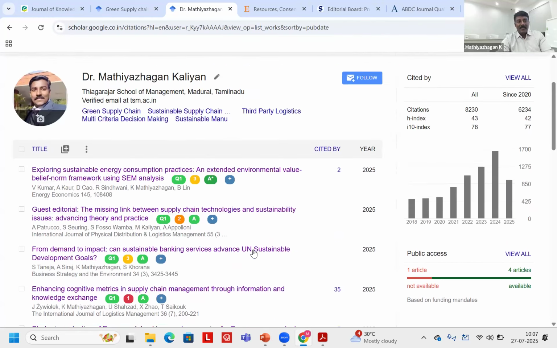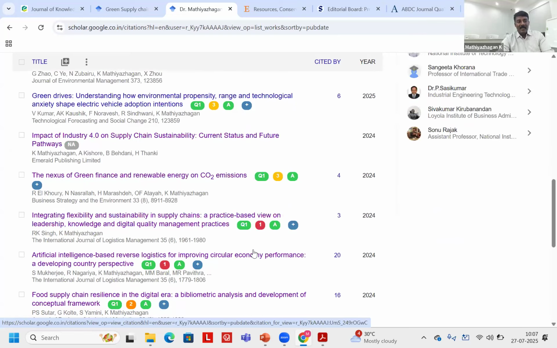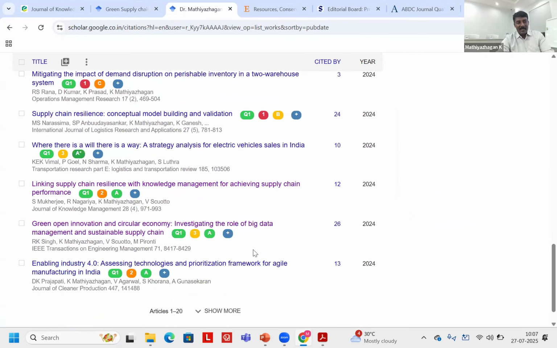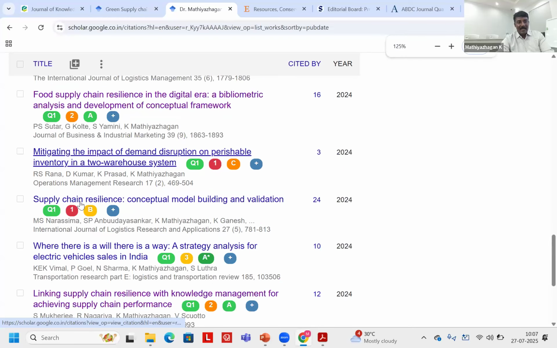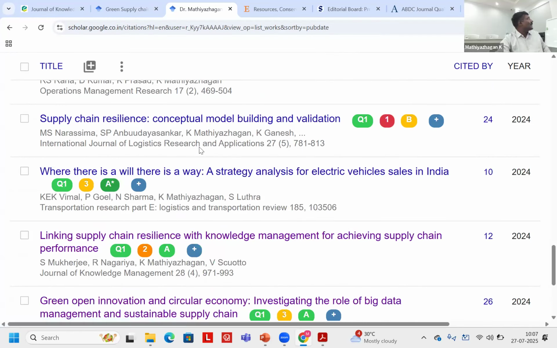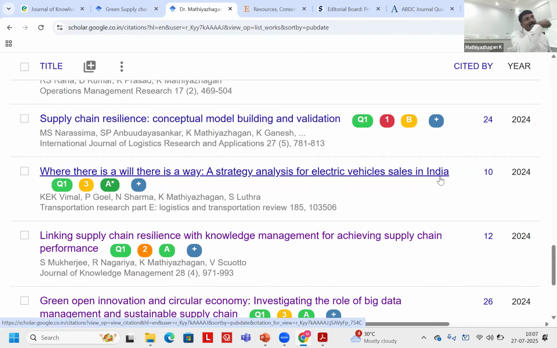Another thing, I just wanted to tell you in another way. What is the title of the paper? Where there is a will, there is a way: A strategy analysis for electric vehicle sales in India. Do you know what the actual title was? Analyzing the best strategies to improve electric vehicle sales in India. This is the actual title.